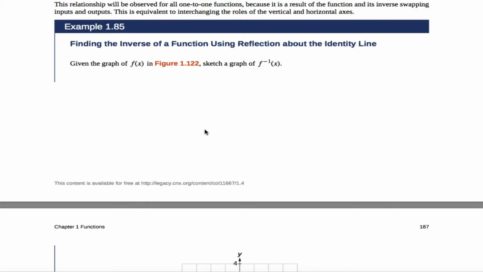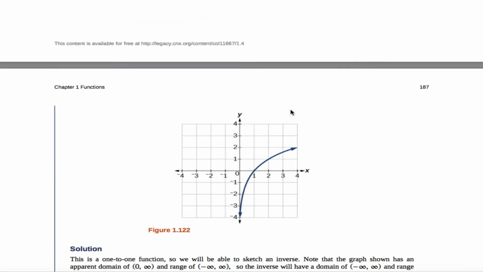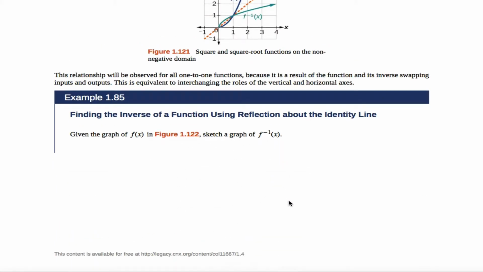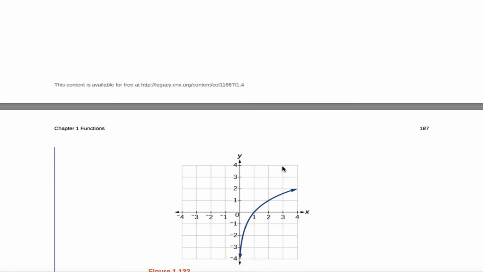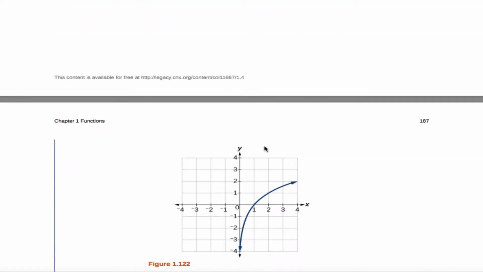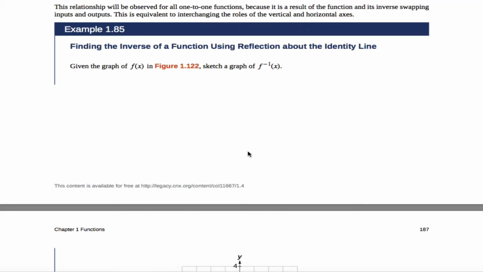All right, example 1.85 from PreCalculus OpenStax. We're given a graph, there it is, and asked to sketch a graph of f inverse of x. Well, if we knew the equation for this thing, I suppose I could figure out the equation of the inverse function, and then graph that thing. But it doesn't give me the equation of this. That's probably not what the book had in mind. So how am I going to do it?